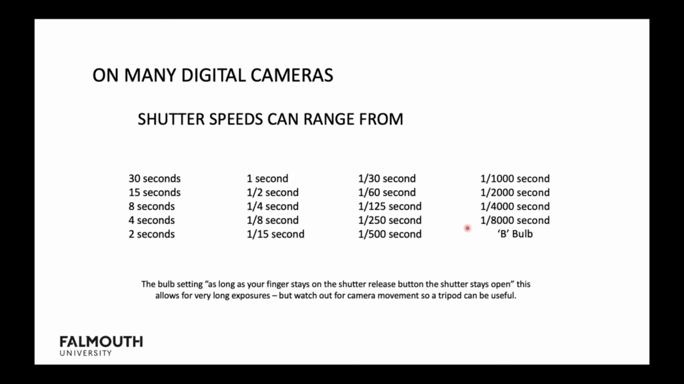Most of the images shot on these PowerPoints were shot on a Canon 6D, and that has a maximum shutter speed of 4,000th of a second. Now 30 seconds is an incredibly long time photographically, but if you wanted to go even longer than 30 seconds, then we have B for bulb. And bulb setting is as long as your finger stays on the shutter release button, the shutter stays open. This allows for very long exposures. But do watch out for camera movement, camera shake, so use a tripod.